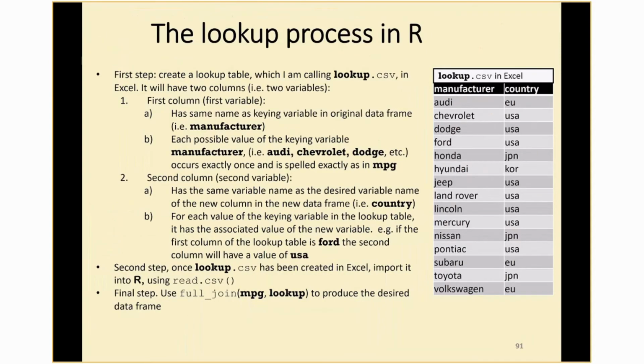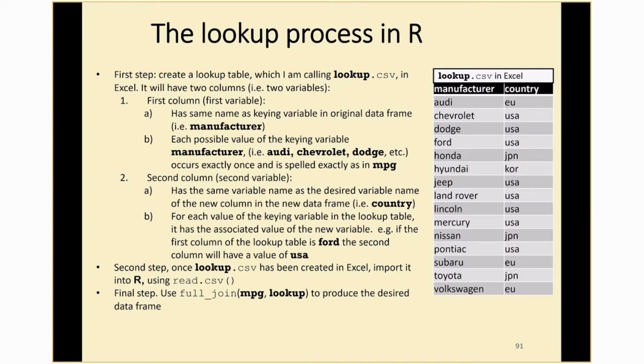So how would it work in R if what I really wanted to do was start off with MPG and make some sort of a new data frame that's going to have all 234 records, all 11 variables, but now we'll also have this 12th variable that reflects the country where the head office of the manufacturer is located. How am I going to do that?